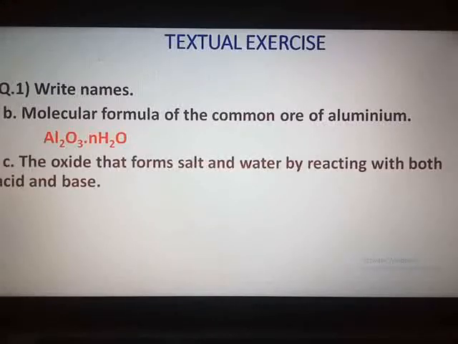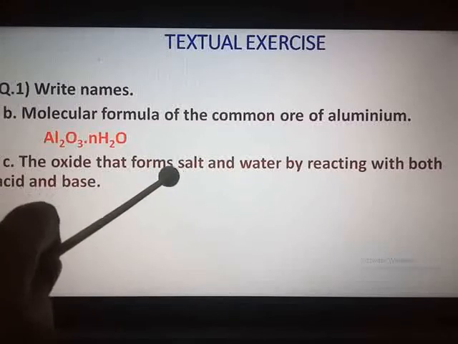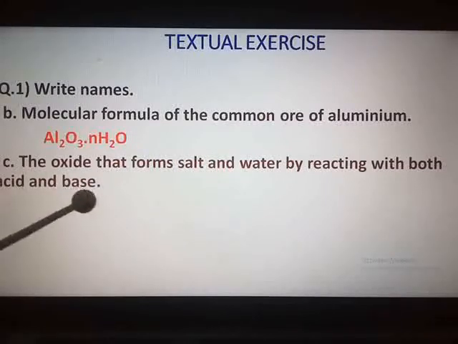Question number 1C. The oxide that forms salt and water by reacting with both acid and base. Here the answer is any name of amphoteric oxide. Suppose it is aluminium oxide, zinc oxide. Here I have taken zinc oxide. You can even write aluminium oxide. Anything which is amphoteric in nature.